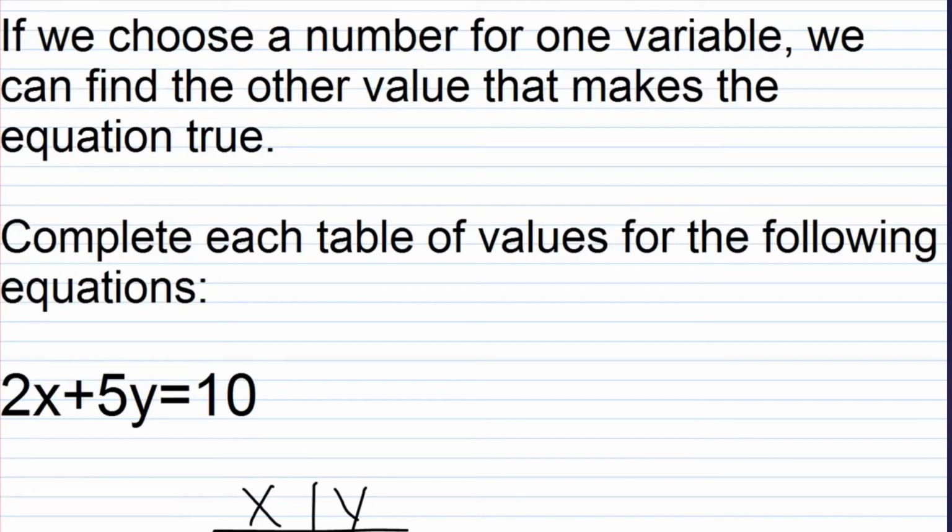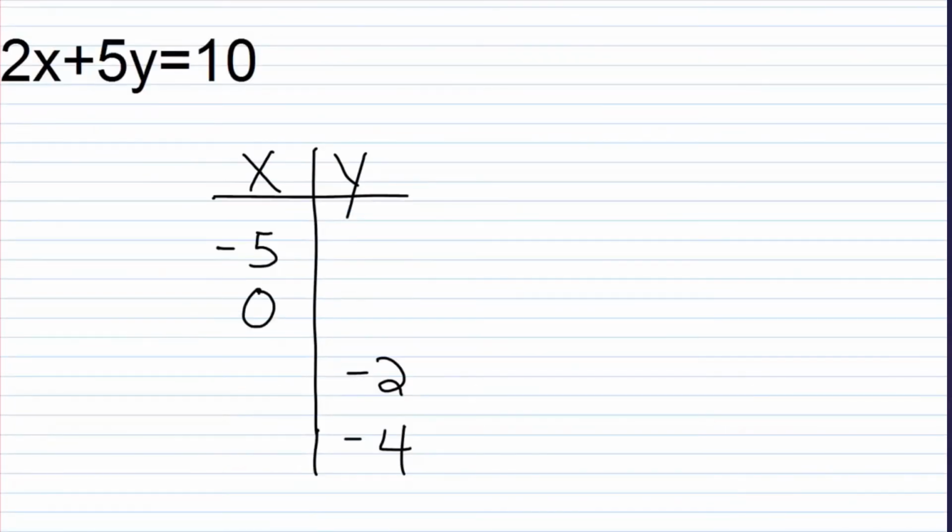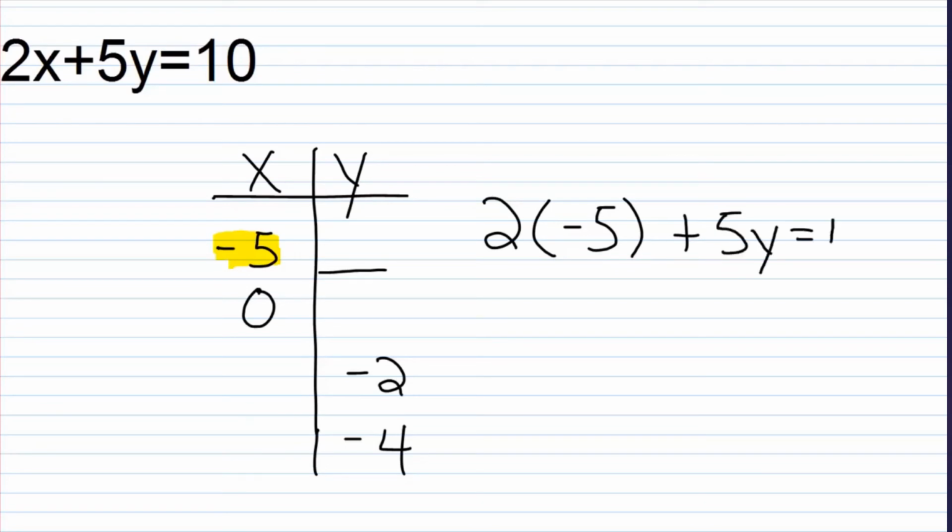So we want to complete each table of values for the following equations. The first one we're going to start out with is 2x plus 5y equals 10. So this is going to help you a lot when you start graphing equations. So we have, again, 2x plus 5y equals 10. And it's giving you an x value here of negative 5. What you have to do is find the corresponding y value that makes the equation true. So we plug a -5 in for x, so you'd have 2 times -5 plus 5y equals 10. So 2 times -5 is -10.